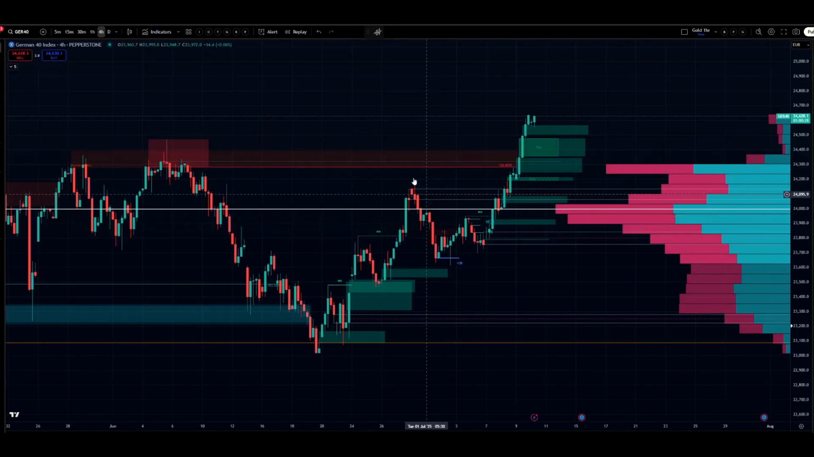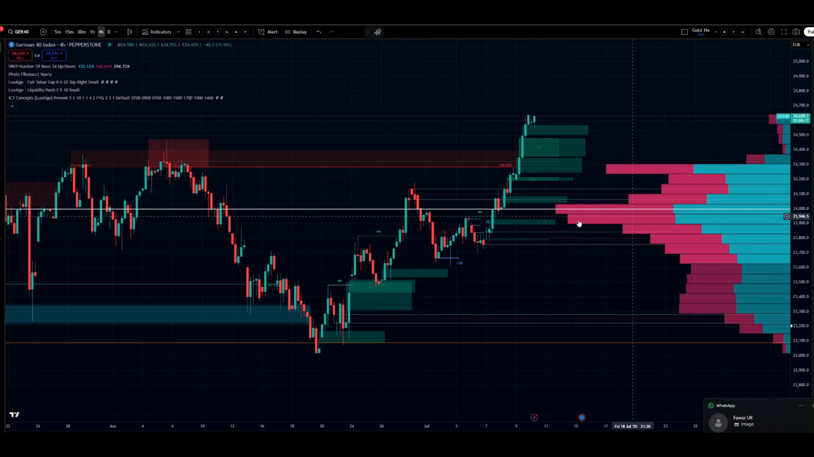So the FX one is even simpler than the crypto one. It's a combination of 5 indicators, which is the VRVP, which is something that we are using everywhere, the fair value gap, the liquidity pools, the ICT concepts for the breakouts and all the other stuff.